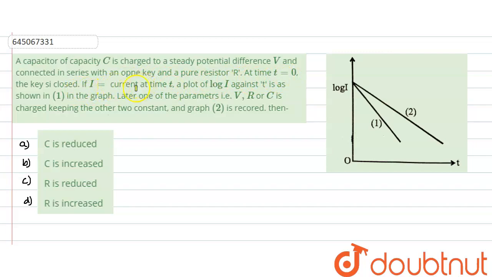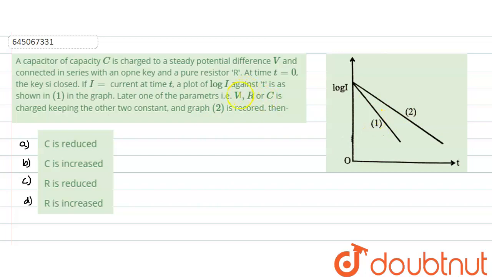If I equals to the current at time t, okay, this is the I current at time t, and a plot of log I versus t is shown in the graph 1. Now later one of the parameters V, R and C is changed, keeping the other two constant. So graph 2 is recorded. So this is recorded for the first situation.